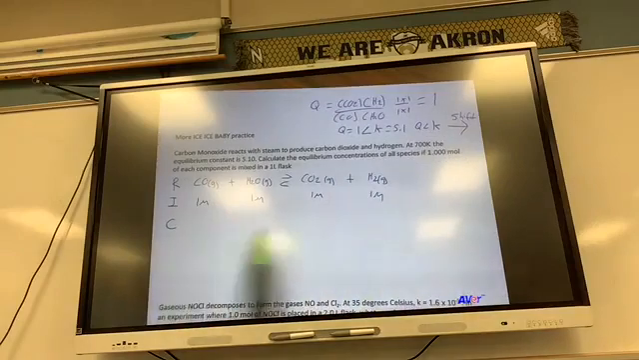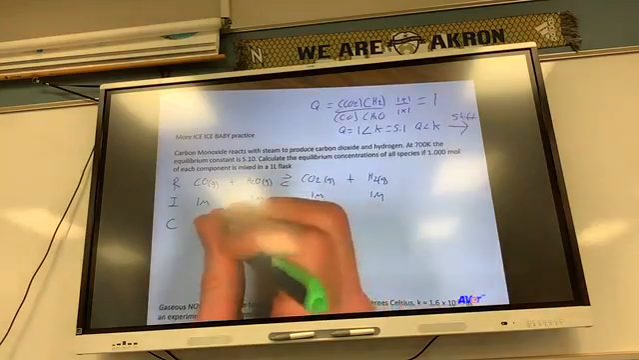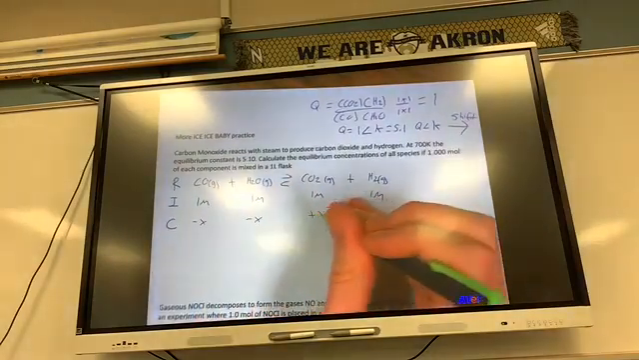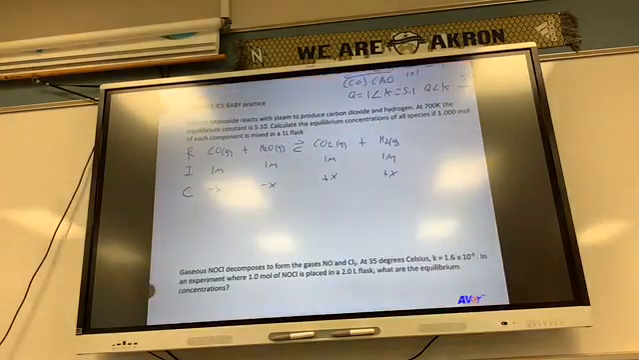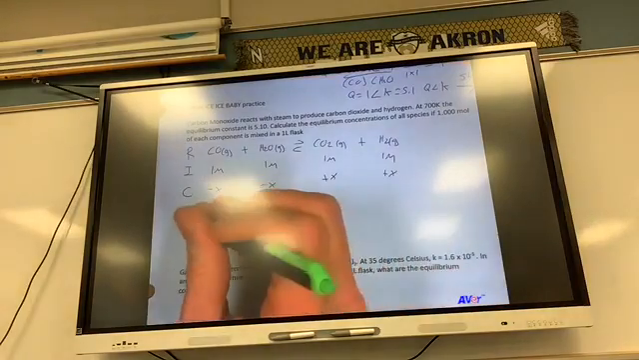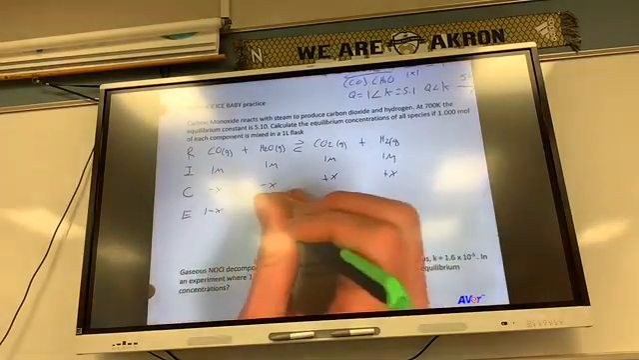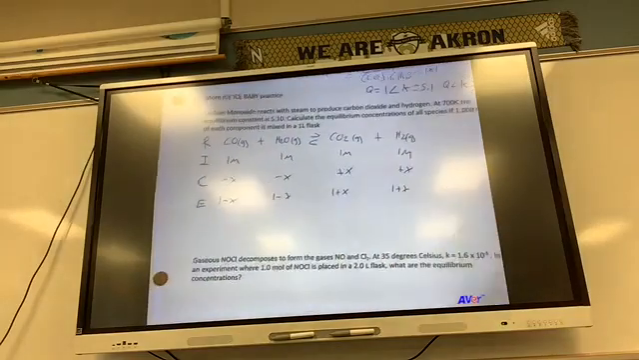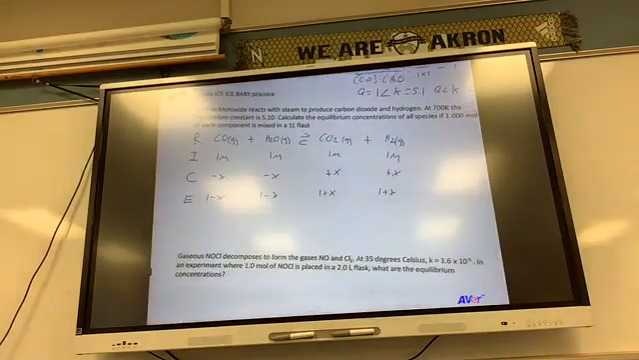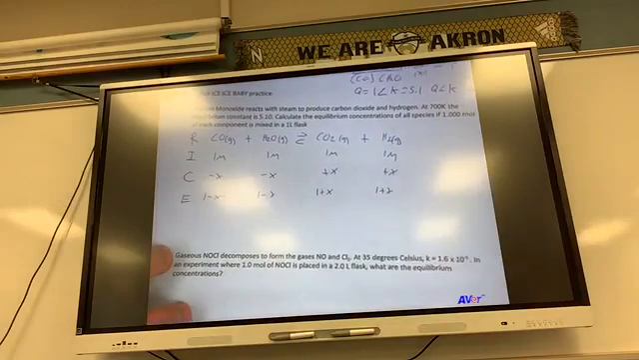So my left side, is that going to be minus or plus X? Minus X, minus X, plus X, plus X. If it shifted left, it would be the opposite, plus X on the other side. So E is 1 minus X, 1 minus X, 1 plus X, 1 plus X. So now I can write out my K expression.